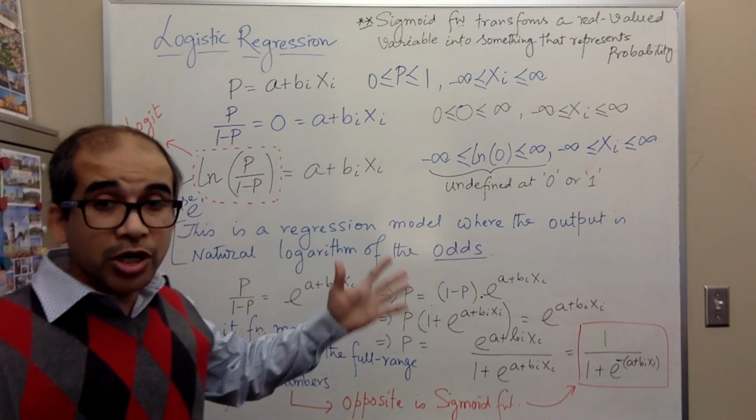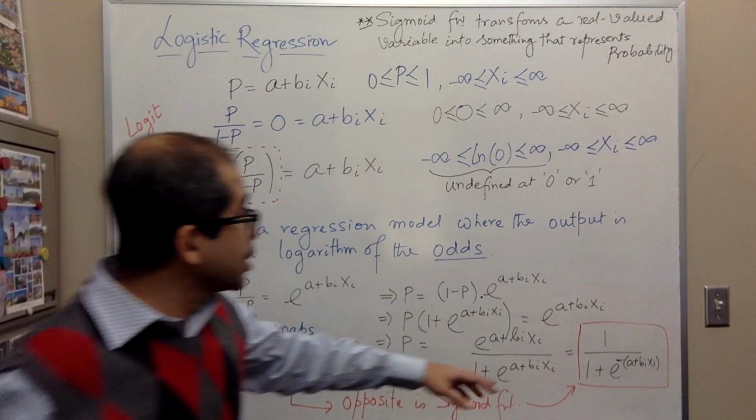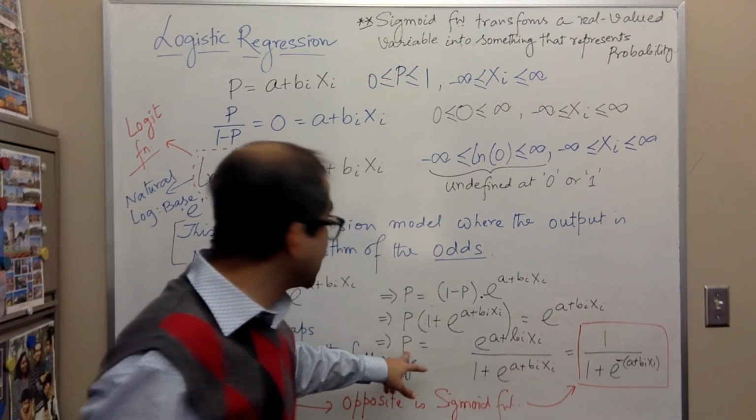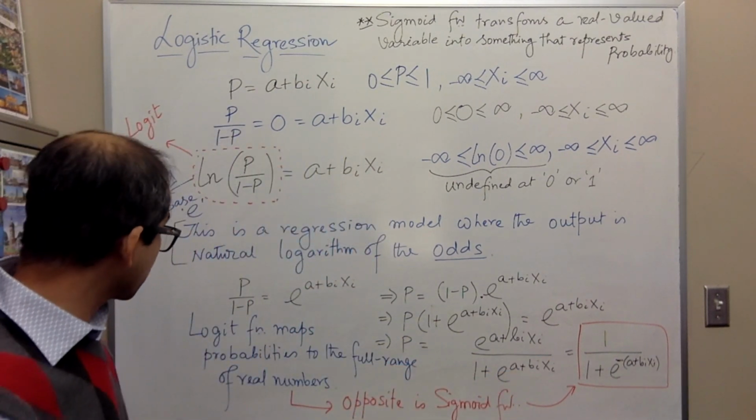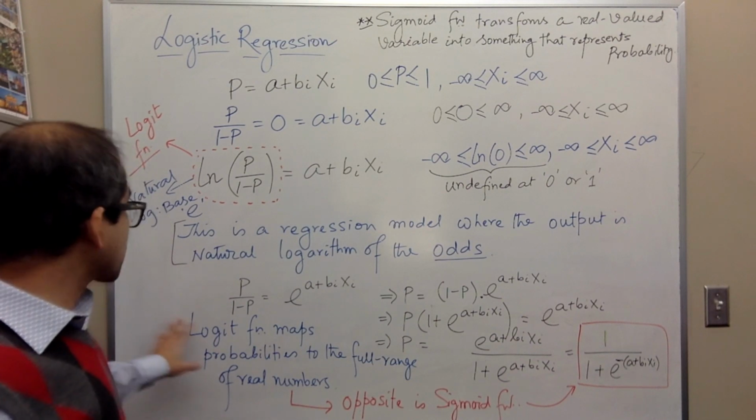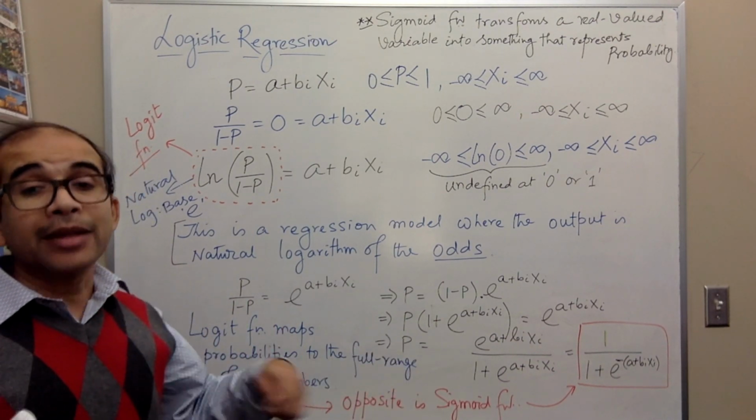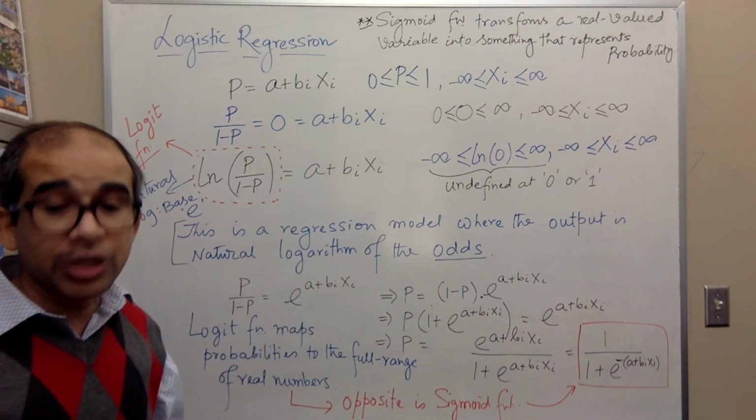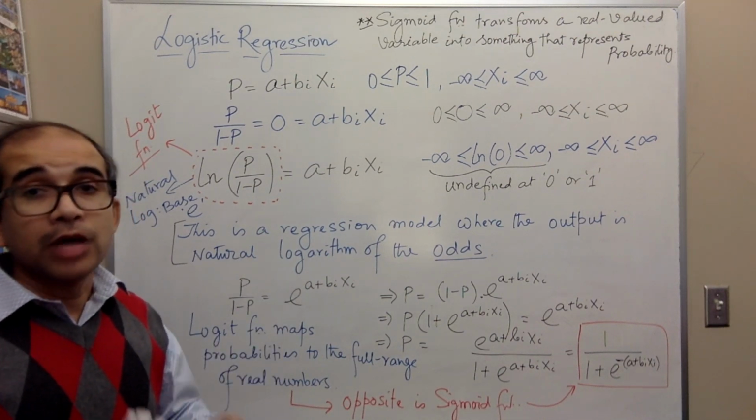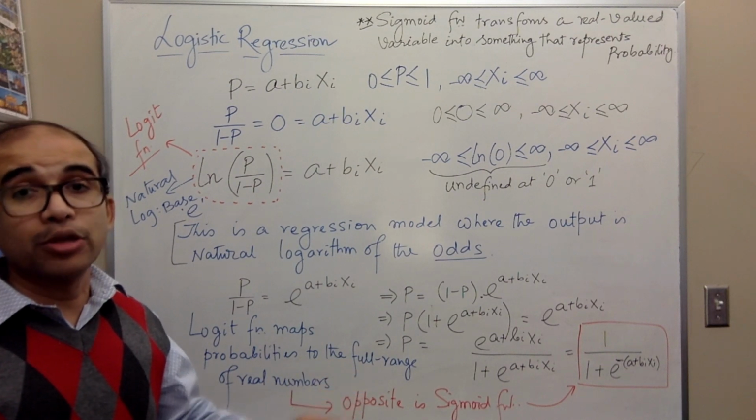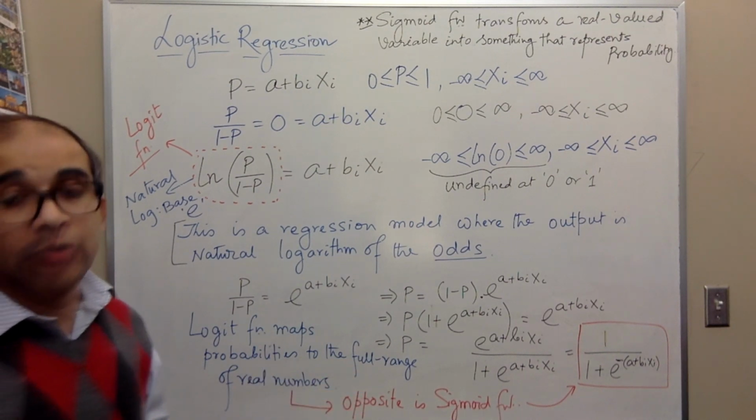So the larger the real number predicted, the closer p will be to 1. Okay, so we have to understand that. The logit function maps the probabilities to the full range of real numbers, and the sigmoid function is exactly the opposite. It maps a real valued variable into the probabilistic domain, which is 0 to 1.